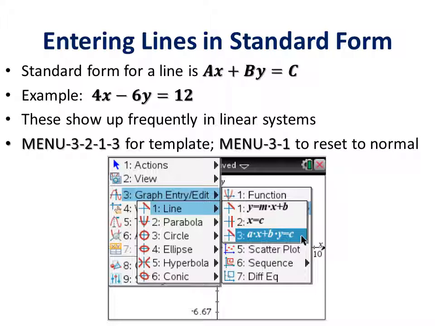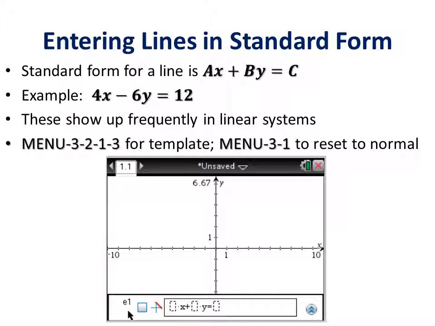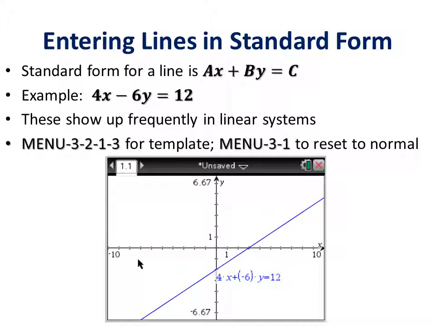Now when you're done, after you've put your line in, you need to go back and press menu 3-1 to eliminate the standard form template editing mode that you're in. What you're going to see here when you go into the mode is this little template down at the bottom. You're going to enter the coefficients for x and y and the number c on the right. So for our example, we're going to put in 4x and negative 6 in front of y. The negative 6 is to make that into a subtraction. You notice that the plus sign is part of the template and can't be changed. So in order to subtract, we actually have to add a negative. When I press enter, it gives me a line.